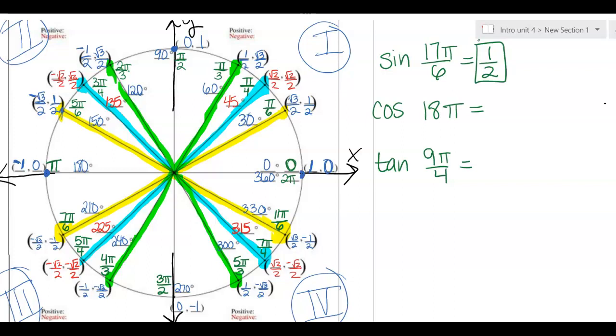All right, 18 pi is a whole number. Where do you see your whole number pi's on the unit circle?